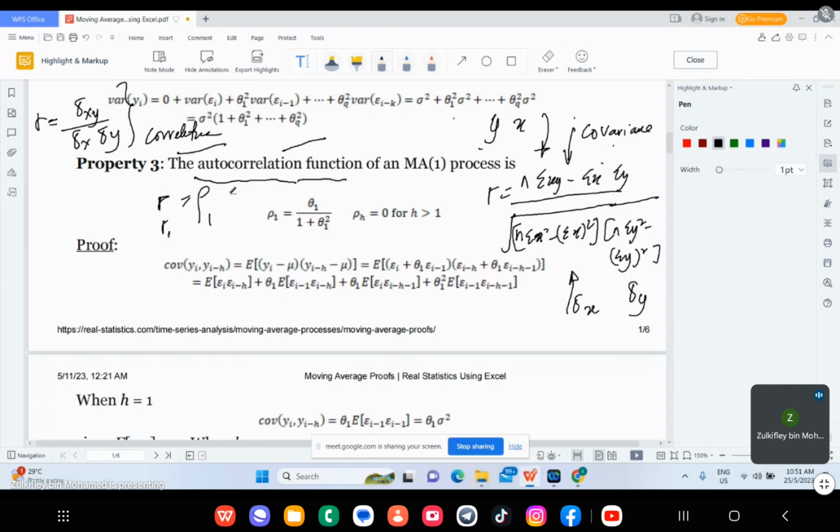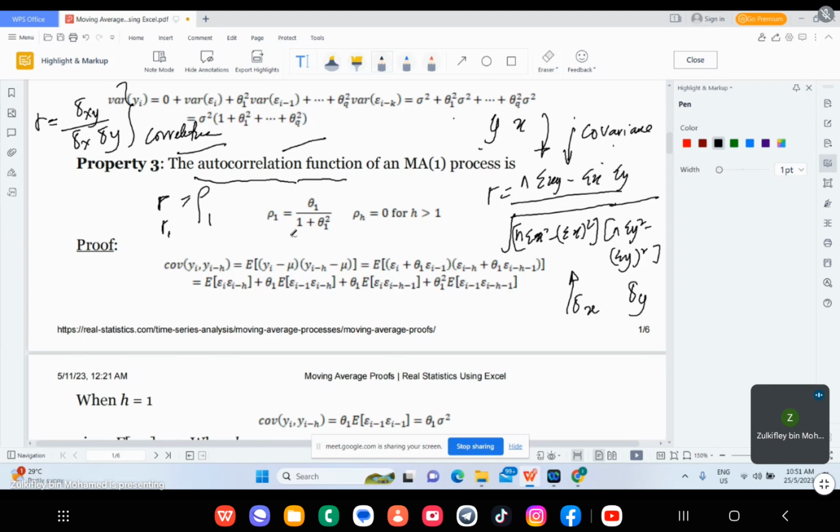If MA2, we have rho 1 and rho 2. That is autocorrelation. So for this case, the autocorrelation for MA1 is given as rho 1 equal to theta 1 over 1 plus theta 1 square. That is autocorrelation.